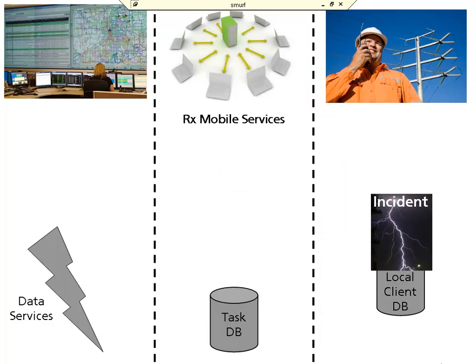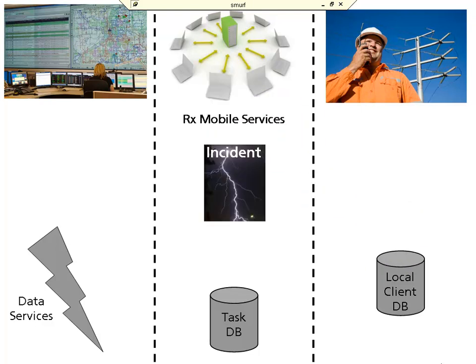So he asks for his incident, and the incident will go back through these mobile services and out to the local client database. He'll do his updates. If he's disconnected, that's fine. They'll all be stored locally on this local client database. And then when he's done, he'll click save, and the changes will automatically be synced up. Again, you could also manually send them by clicking sync.